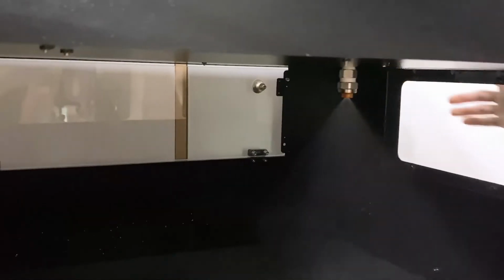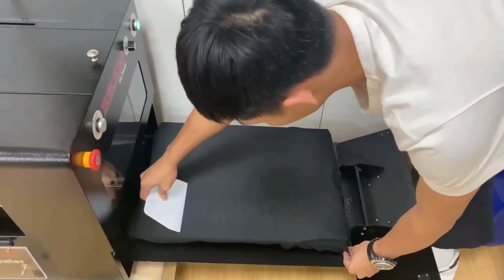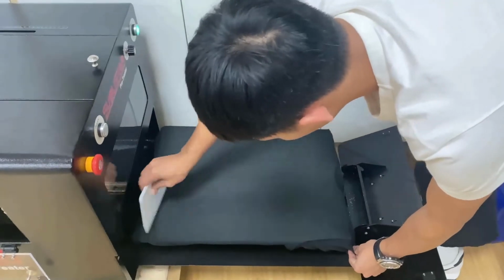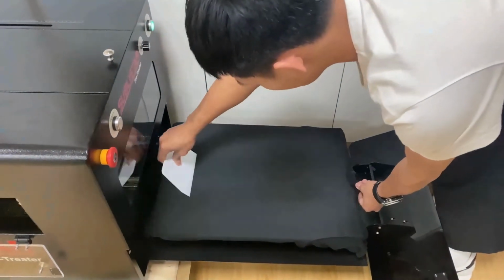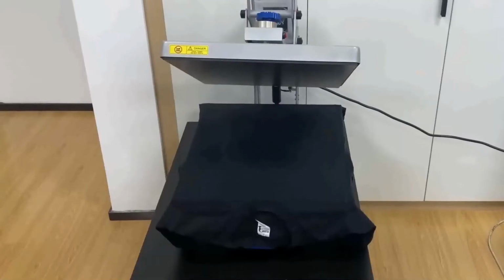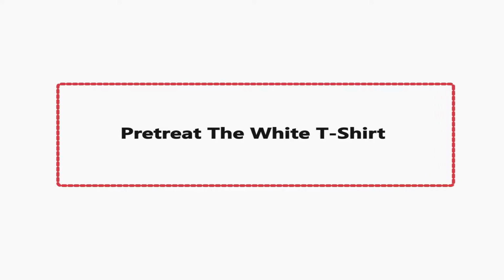Press the start button. The machine will automatically spray. Scrub the coating liquid evenly with a scraper. Okay, now we set it aside and pretreat the white t-shirt.